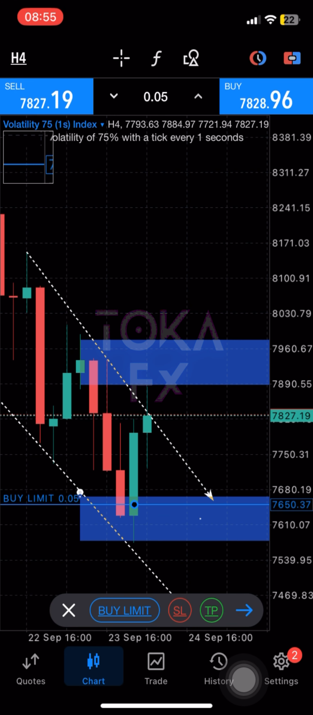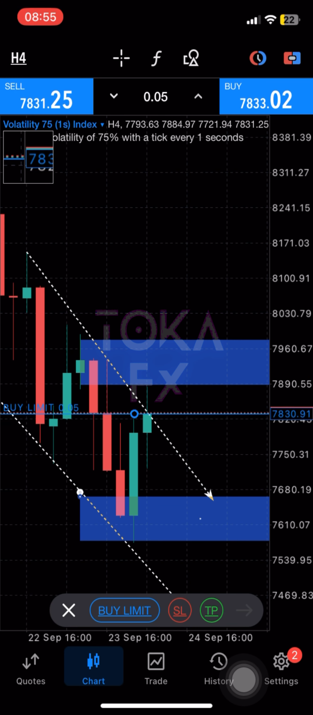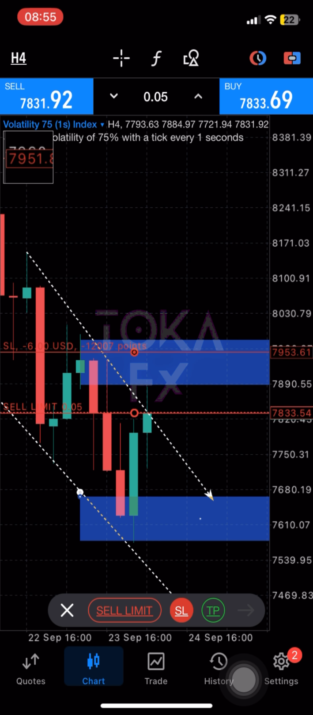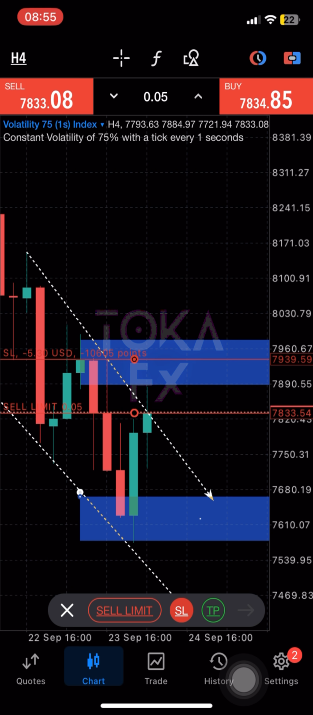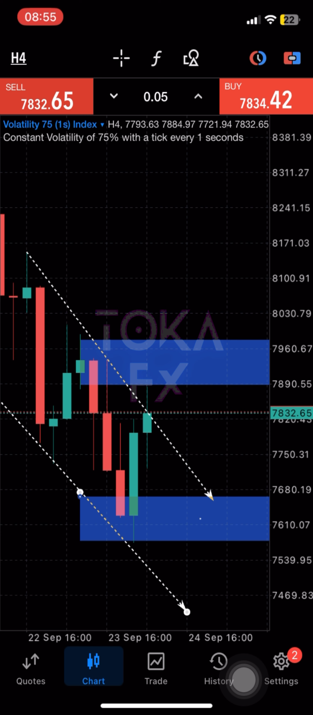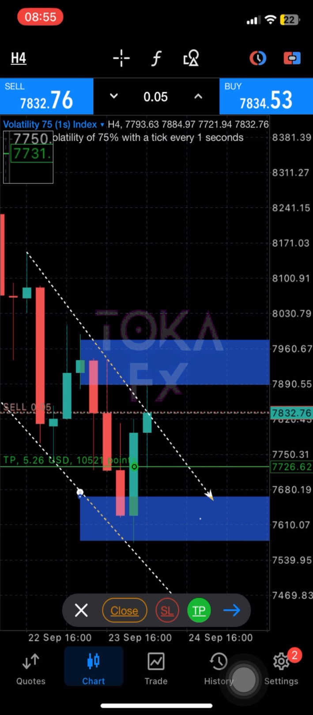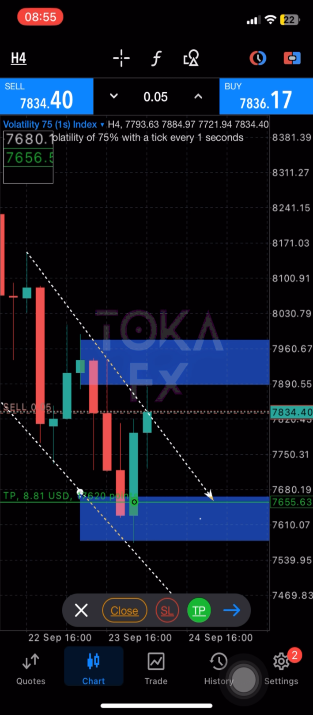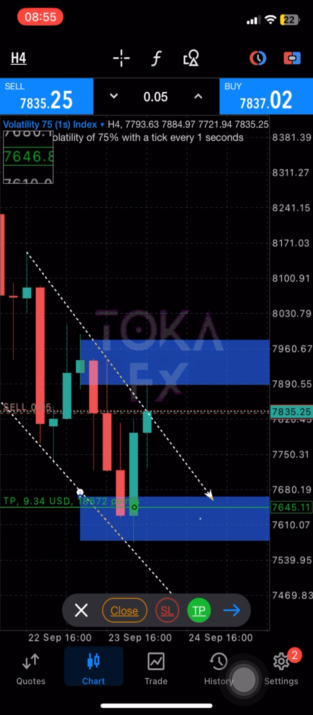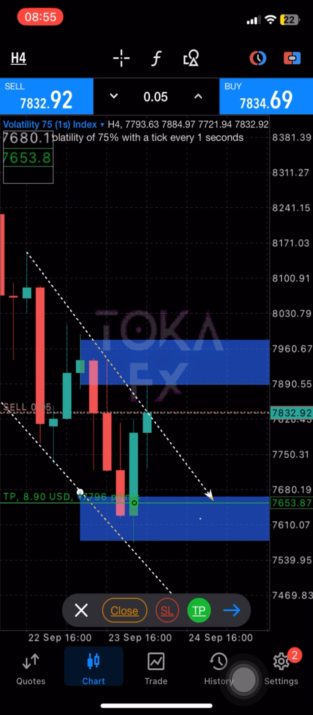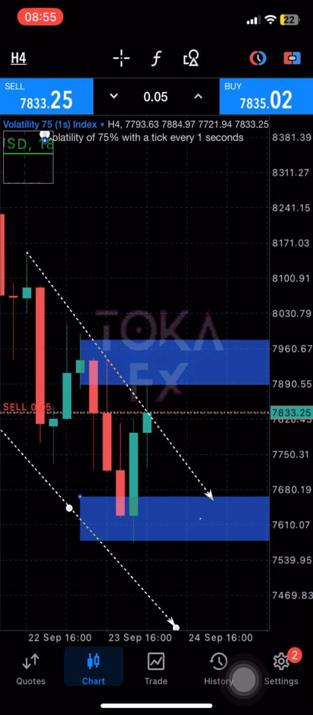So I've marked my areas of confluence, which is my resistance levels and my supporting levels. So with that rejection that we have there on the diagonal resisting trend line, I'm sure the market will sell. So I'm just going to put 2 positions there, with my TP being at the supporting level there. I'm just waiting for a nice retest before the market pushes to the upside.